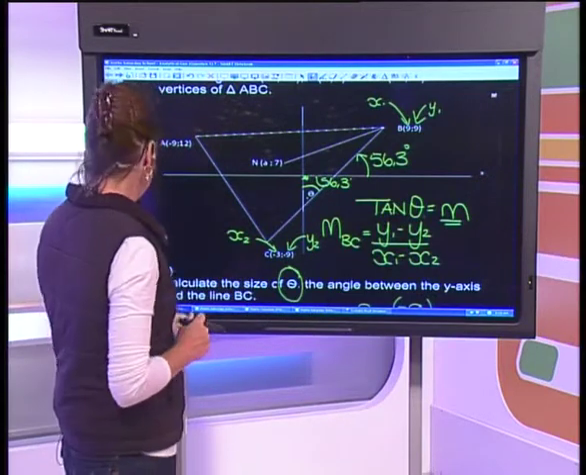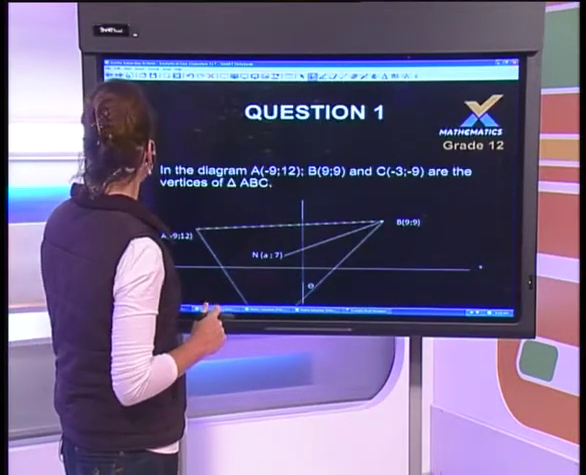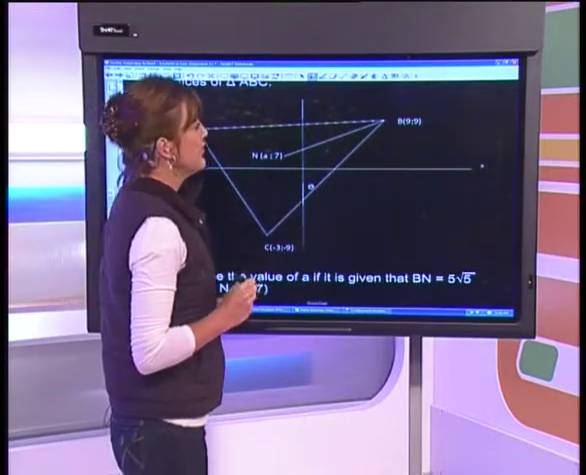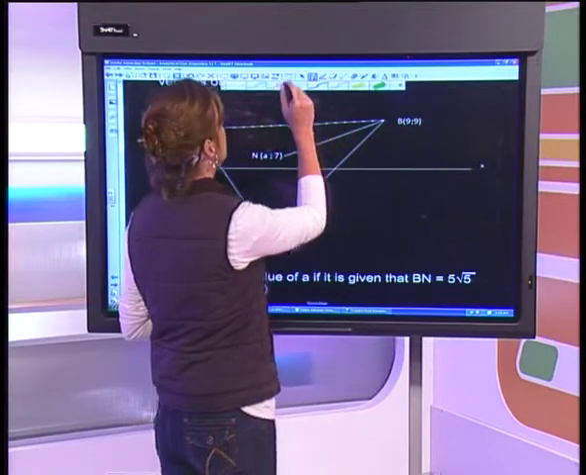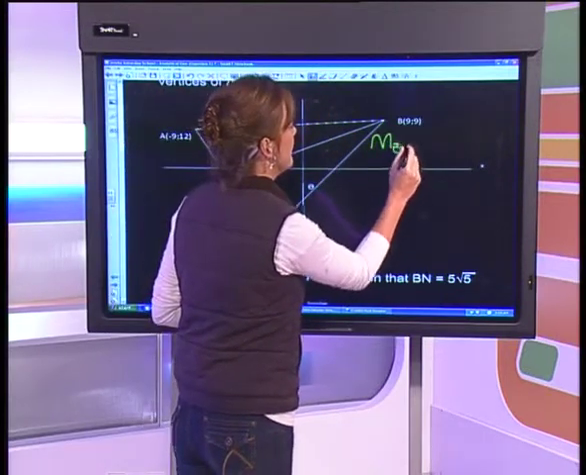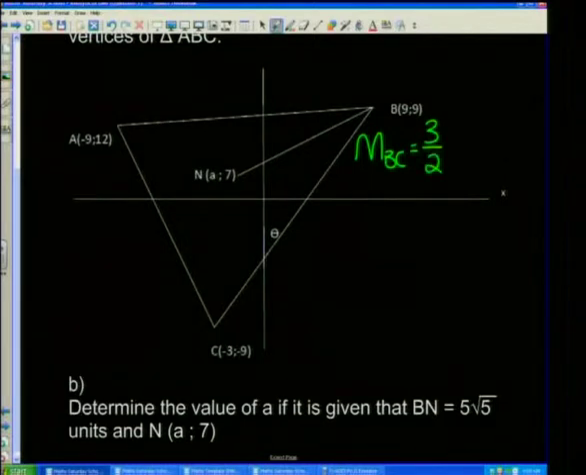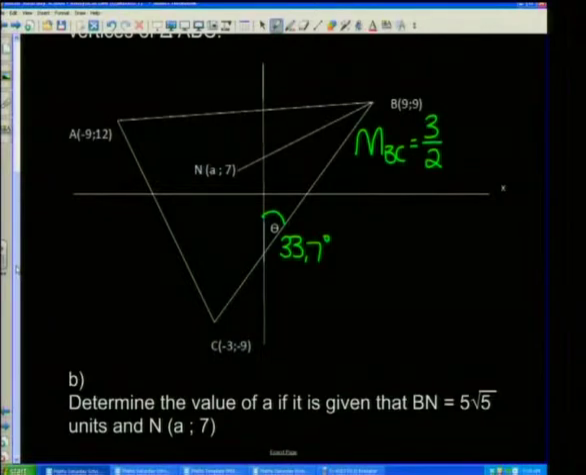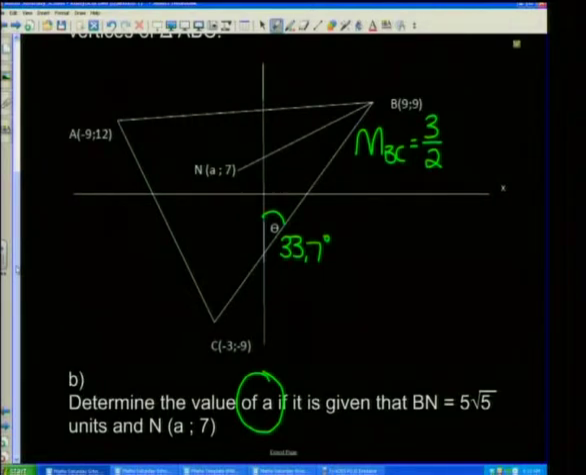So we've got 33.7. Okay, so let's move on to our next picture. Let's quickly fill in a few things. What we worked out in the previous question was that the gradient from B to C was 3 over 2. Just going to fill that in because that might be useful in this next part. And we've worked out that this angle over here was 33.7 degrees. Okay, so we've got that there just in case we need to work with it. Okay. Right, the next question is now saying we are going to determine the value of A if it is given that our distance from B to N is 5 root 5 units, and point A has coordinates A, which we don't know, and 7.